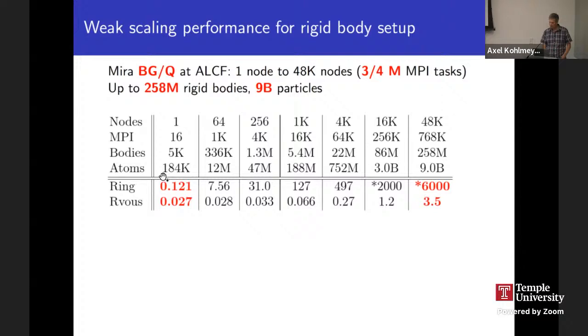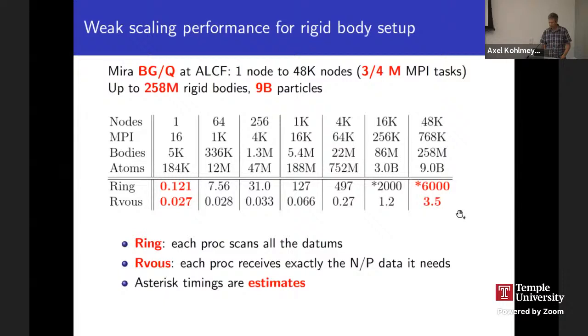Even on 1 node, with 16 MPI tasks, rendezvous was about 4 times faster. Then you can see they diverge here. This one scales linearly, this scales as N over P. By the time you get out here, you have these ratios.